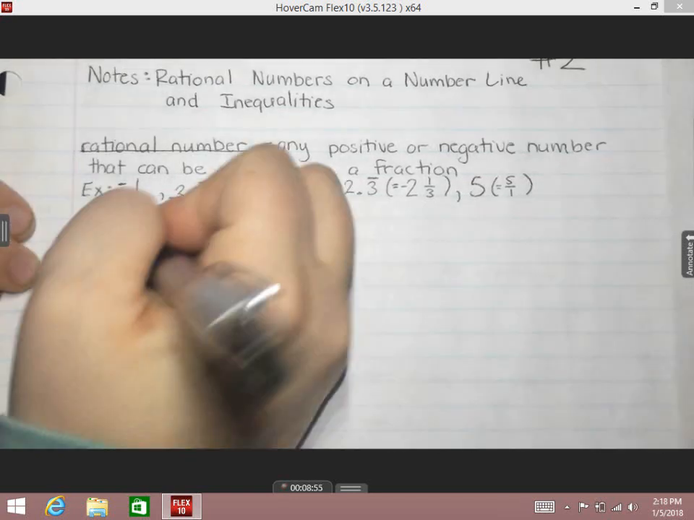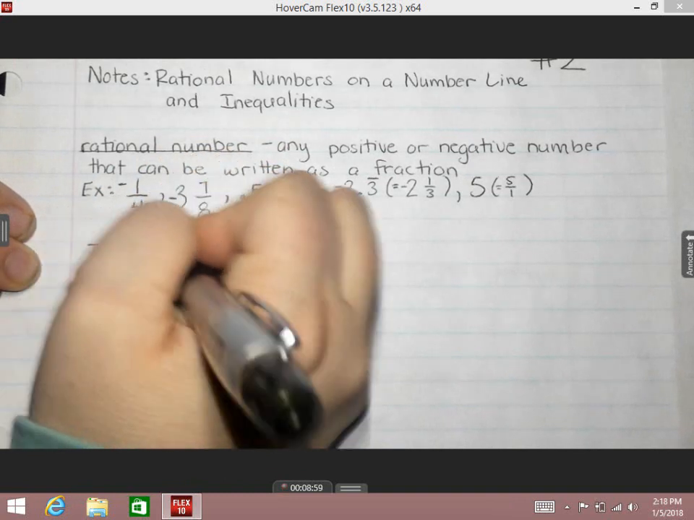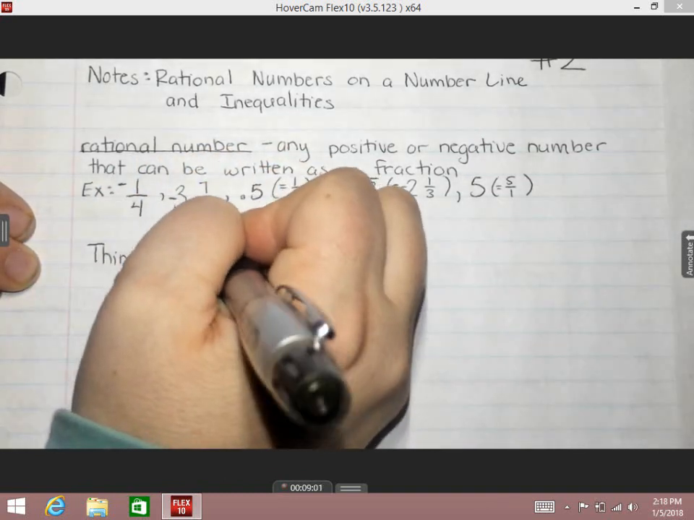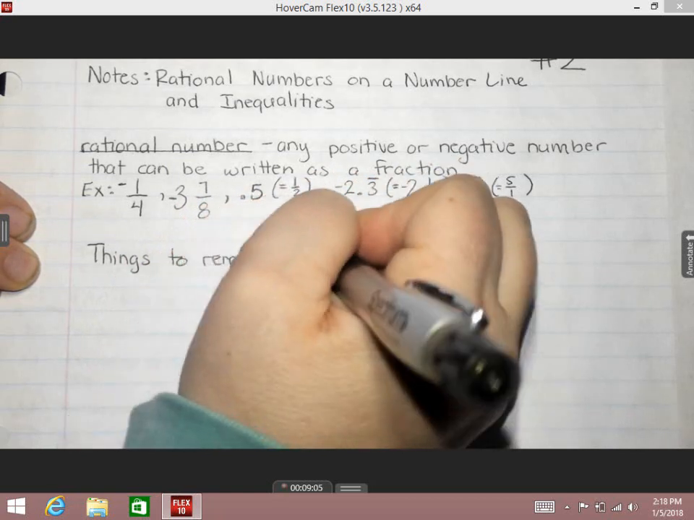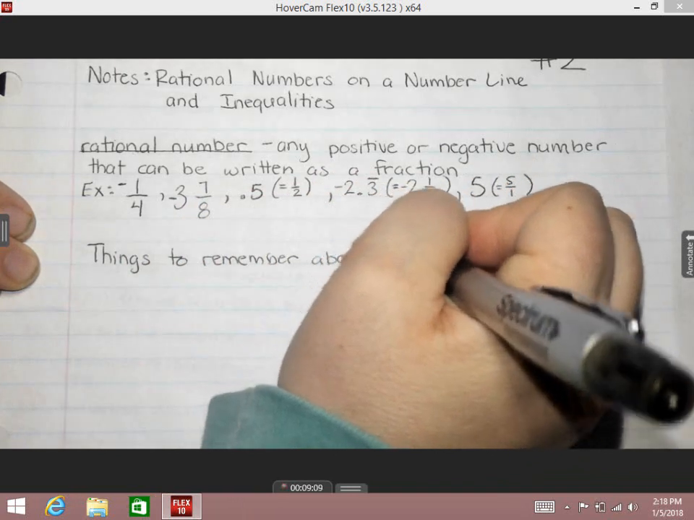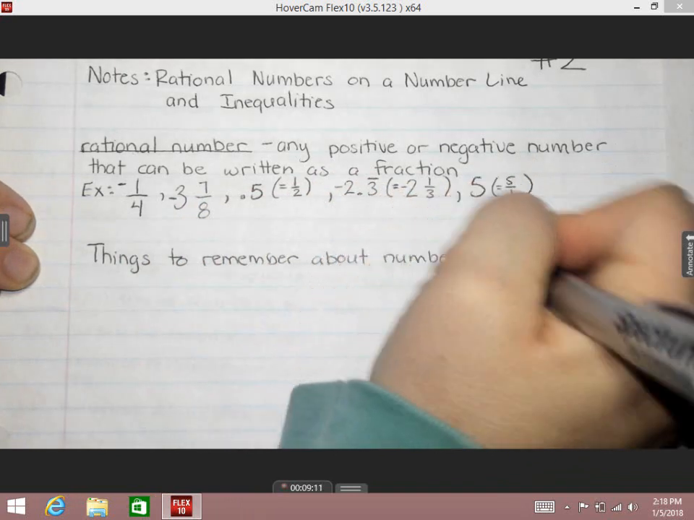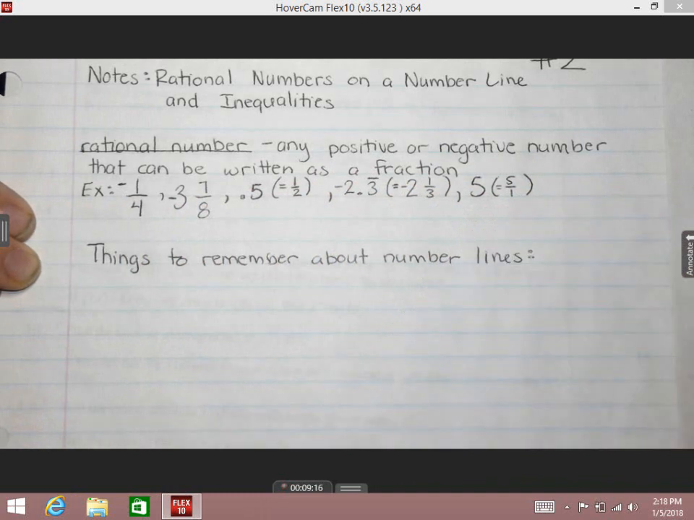So let's kind of go over some things to remember about number lines. Things to remember about number lines.